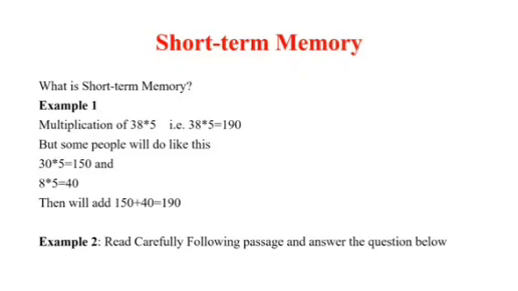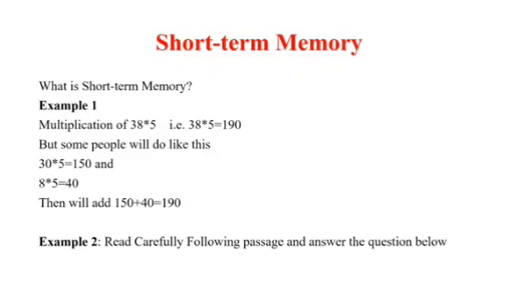For example, example 1 is the multiplication of 38 into 5. If someone doesn't know the table of 38, then what will he do? He will split 38 into two parts, that is 30 into 5 and 8 into 5. 30 into 5 becomes 150 and 8 into 5 becomes 40.